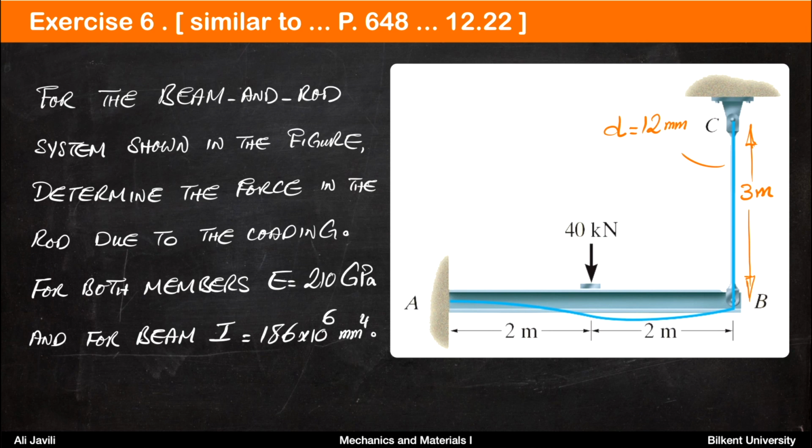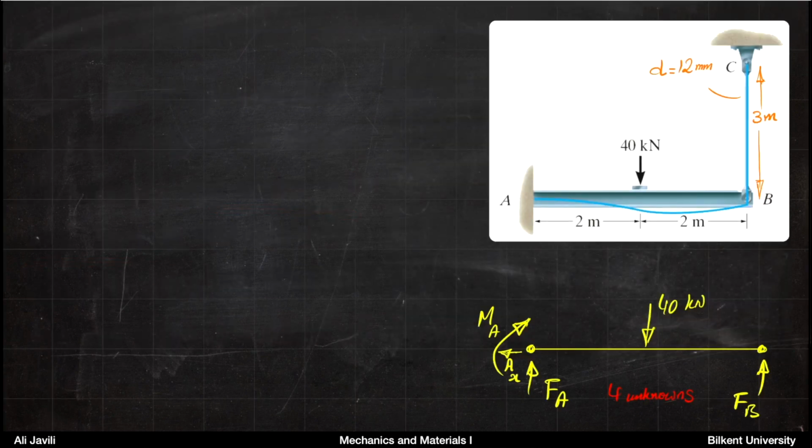What you are asked to do is to calculate the force in the rod. So if you look at the beam alone, you can see it's a cantilevered beam. So you have 3 unknowns on the support A, but then you also have your force at B, or Fb, and basically you have 4 unknowns. So the beam alone is a statically indeterminate system.